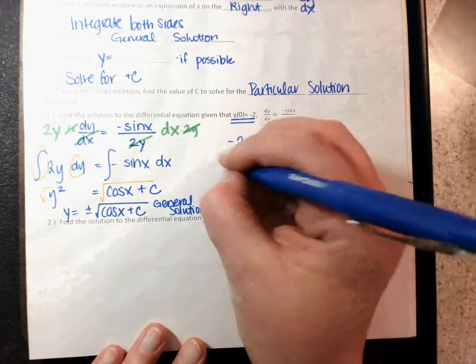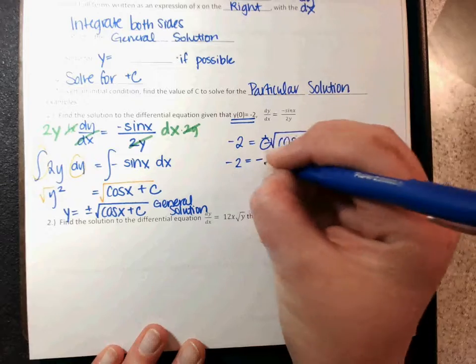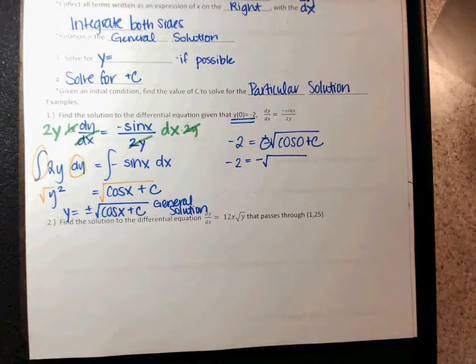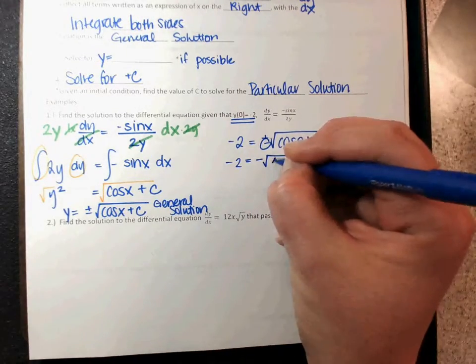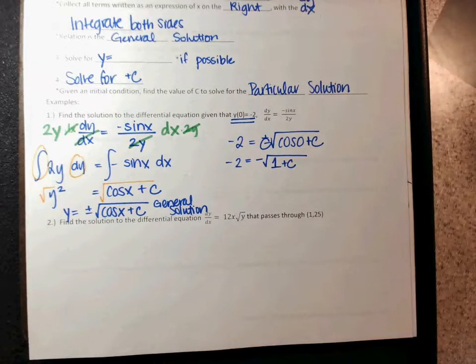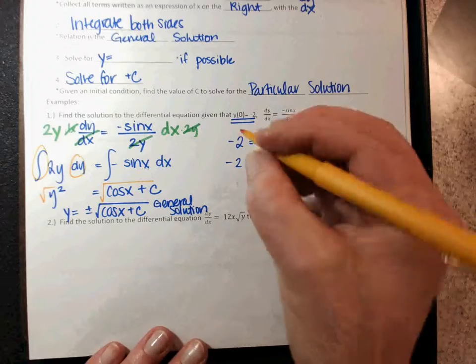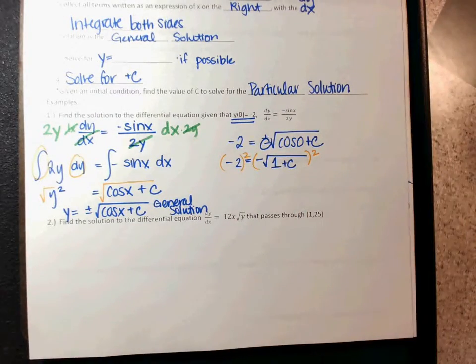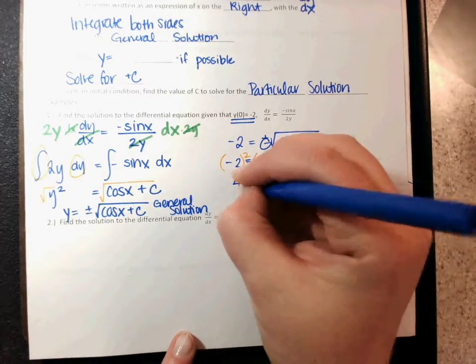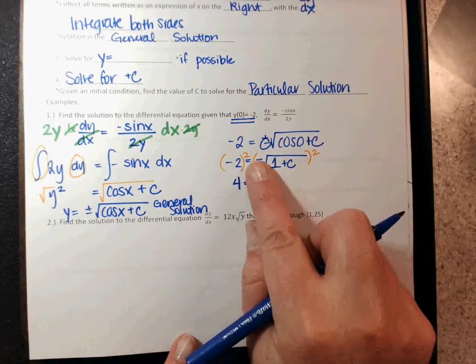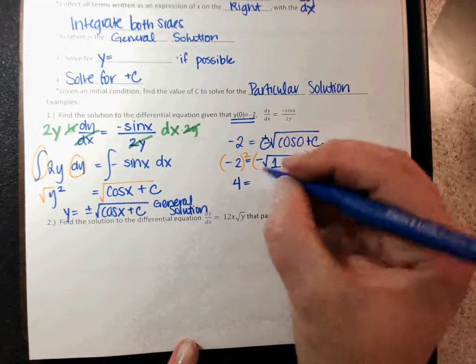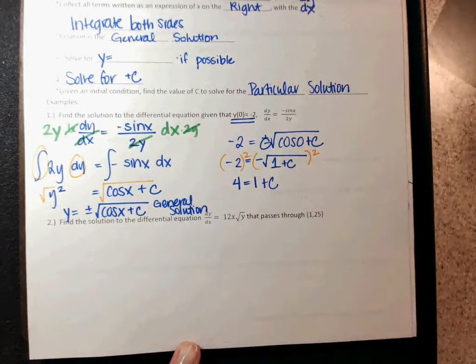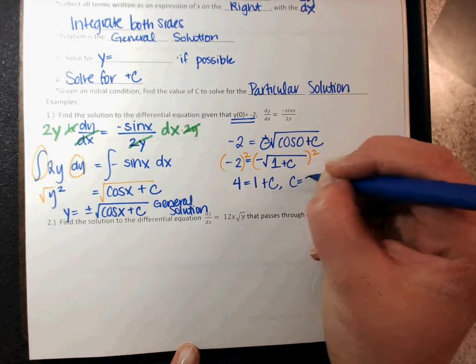So I'd have negative 2 equals the negative square root, and then what is the cosine of 0? 1 plus c. Then from here I'm going to square both sides. Remember that when you square a negative, what happens to the negative? It's going to cancel out as well. So negative 2 times negative 2 is positive 4. Negative square root times negative square root is just 1 plus c, which means that c is 3.